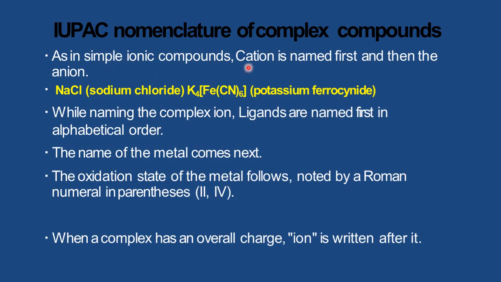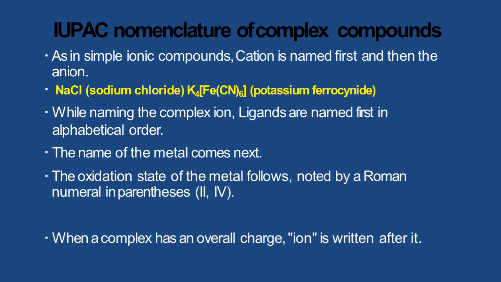Whether the cation is complex or simple, we are going to write the cation first and after that the anion. For example, in K4[Fe(CN)6], potassium is the cationic part and the coordination sphere is the anionic part. So the name is potassium ferrocyanide.